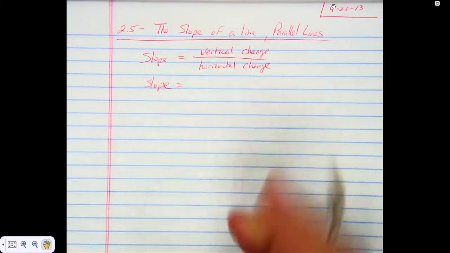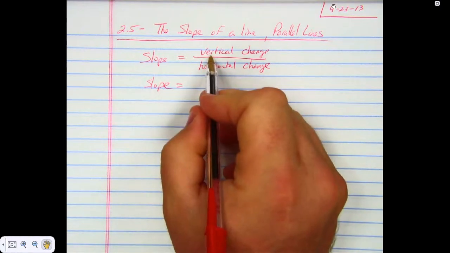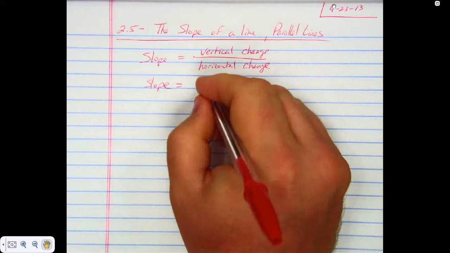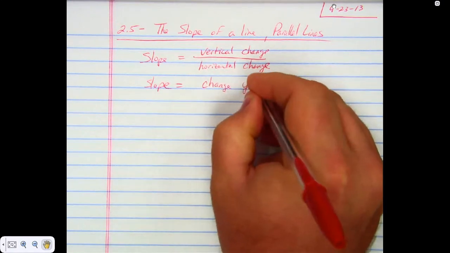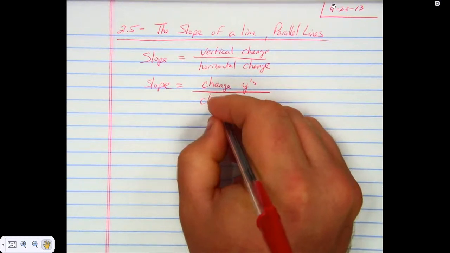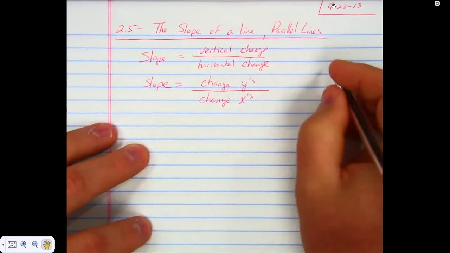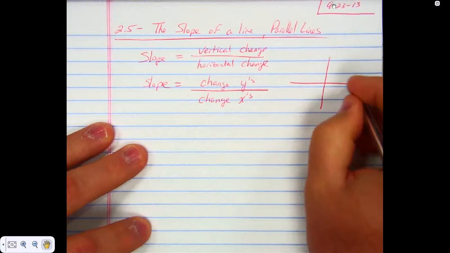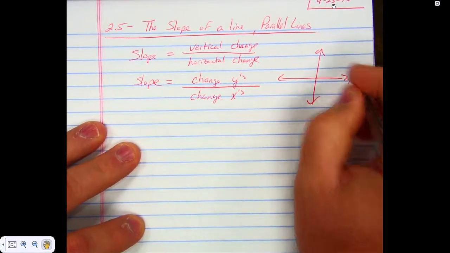in an XY coordinate plane, what is represented by vertical? So let's put change in our what? Y's over change. What is horizontal? X's. Remember, I'm thinking of the XY coordinate plane, right? Here's your x-axis, there's your what?